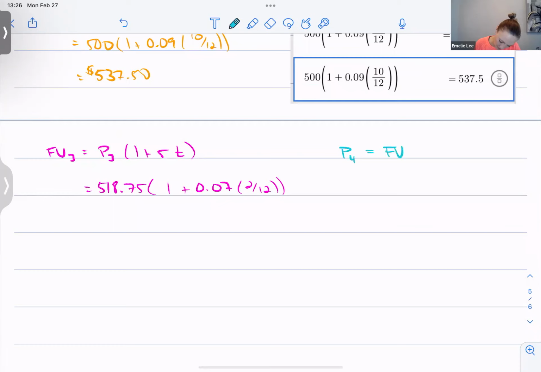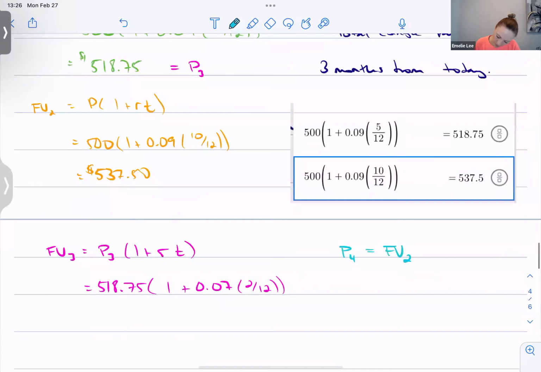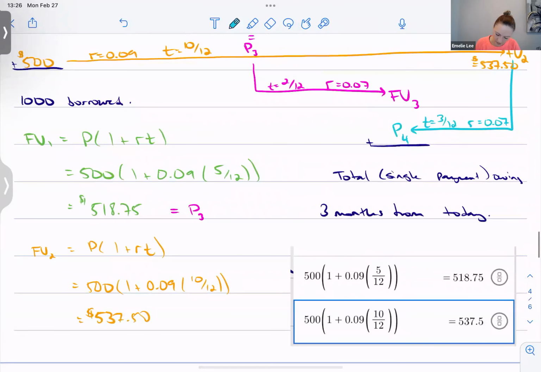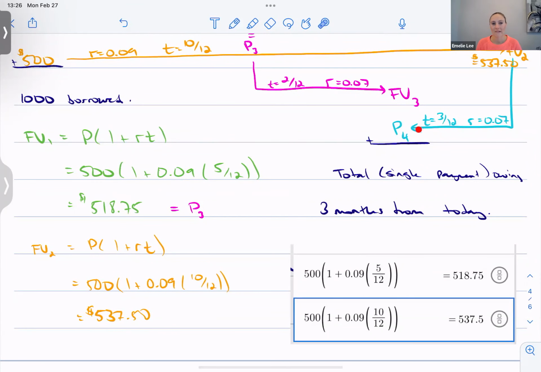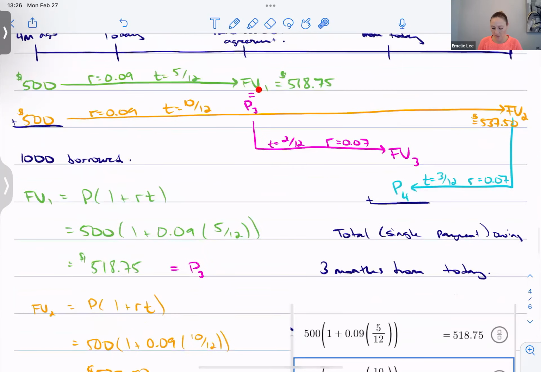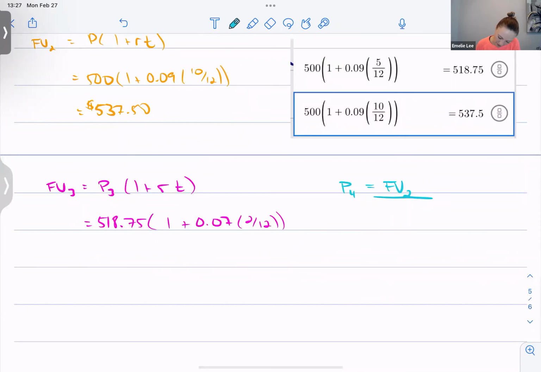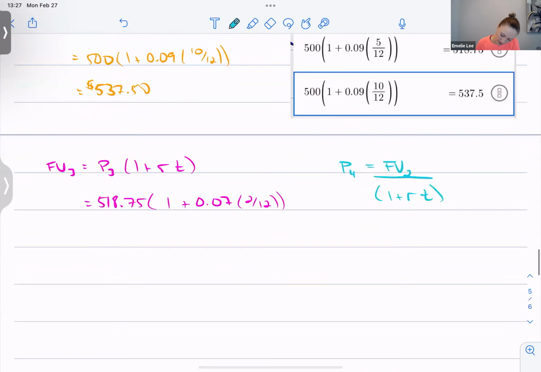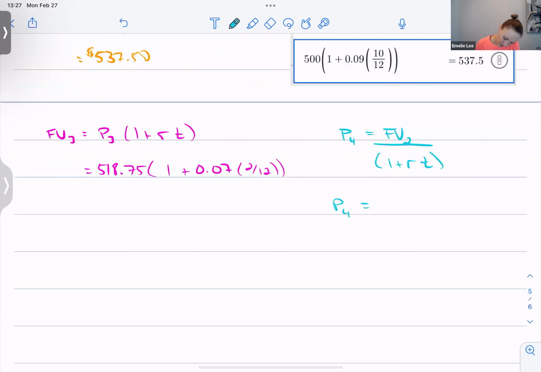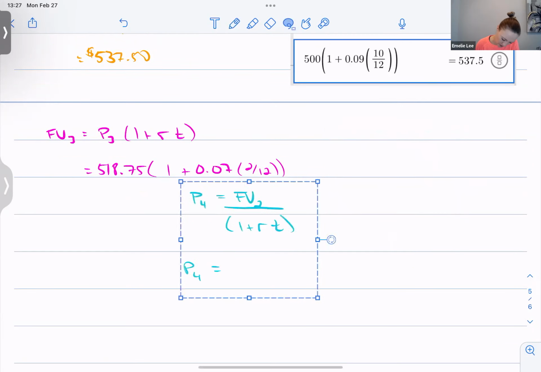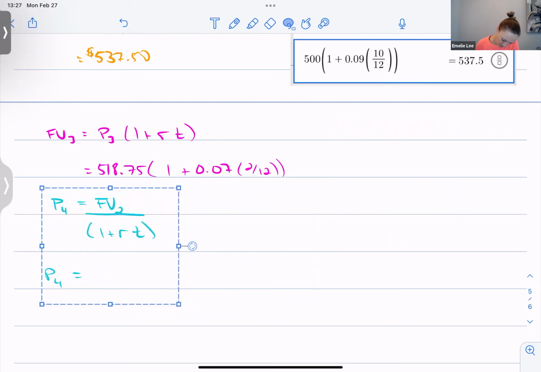P4 is future value 2, right? Because it was still a future value, so I'll just keep it as a future value. Here, this future value turned into a present value because I needed to reborrow it again. So that's why I have this kind of daisy chain going on here. But future value 2 divided by 1 plus R times T. So P4, and you know what? Feels too weird.